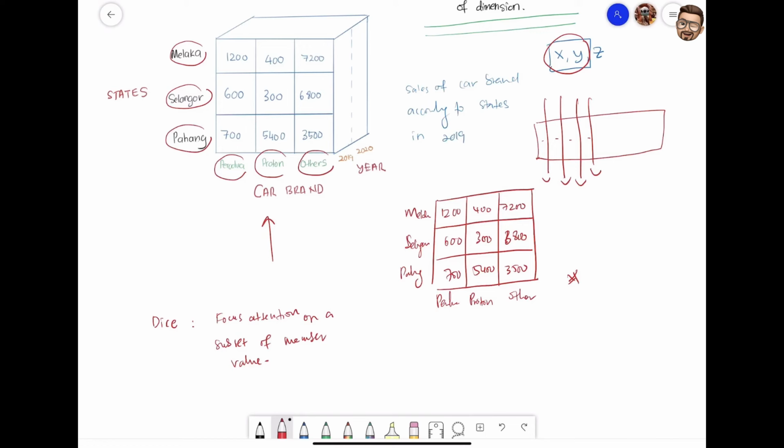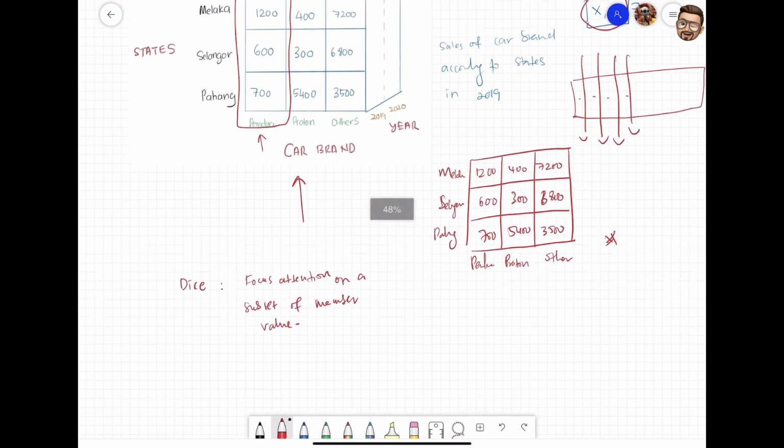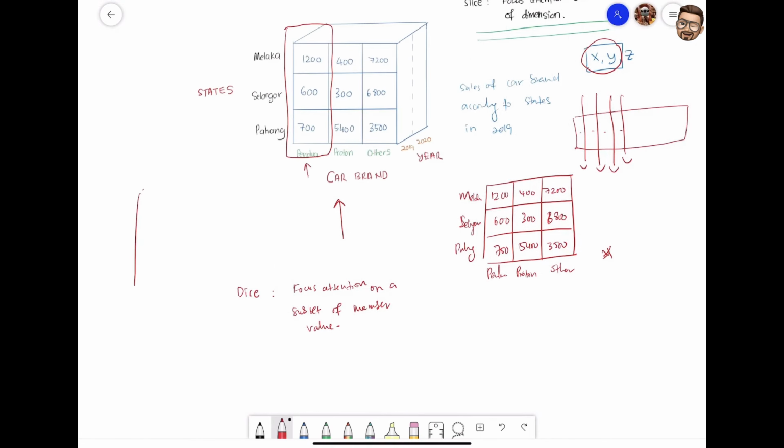So what if I said I want to see the sales of Perodua? What do we need to do? If I said dice the data so that I can see the sales of Perodua, this is Perodua, and if we dice, we will have this one. You can dice horizontally or vertically. It's up to you, depending on the question. So we have 1,200, 600, 700. So this is Perodua. You still have Melaka, Selangor, and Pahang over here. So this is the dice of Perodua.